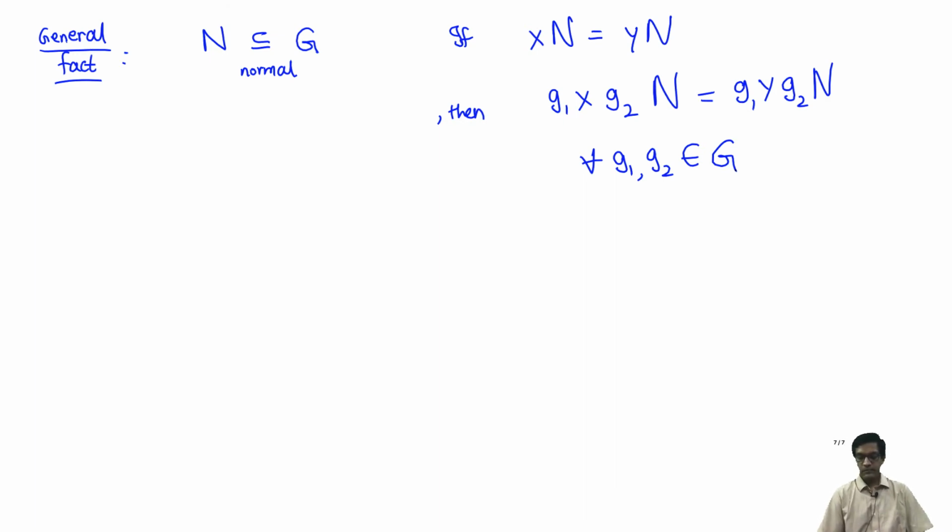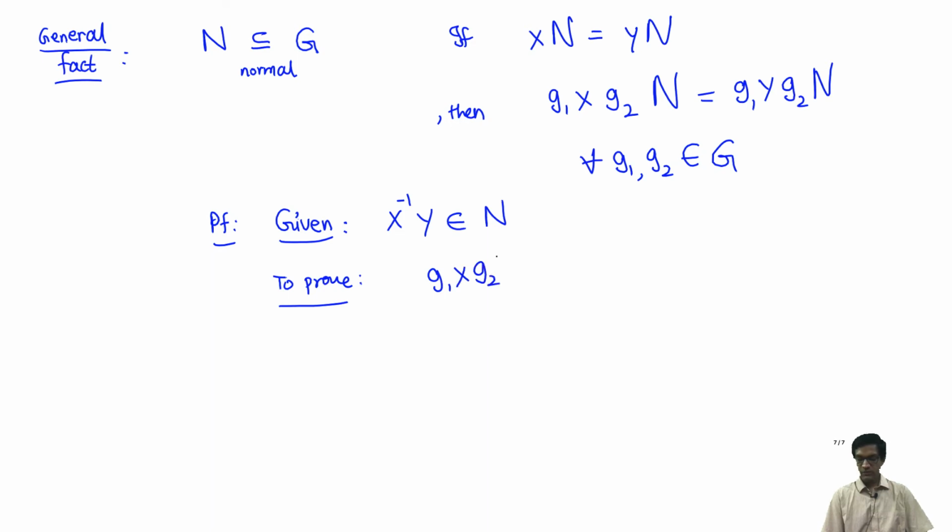Okay, again the proof is very simple. Let's prove this very quickly. Proof: what's given is the following, that x and y are in the same coset, which means that x inverse y belongs to N. This is what's given. And what is it that we want to prove? That if I take (g1 x g2) inverse times g1 y g2, I need to prove that this is also an element of N.